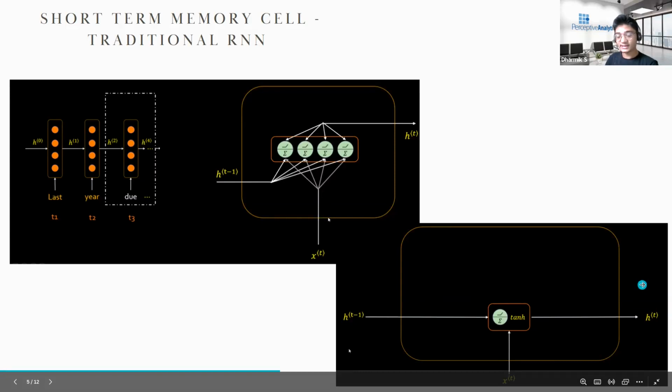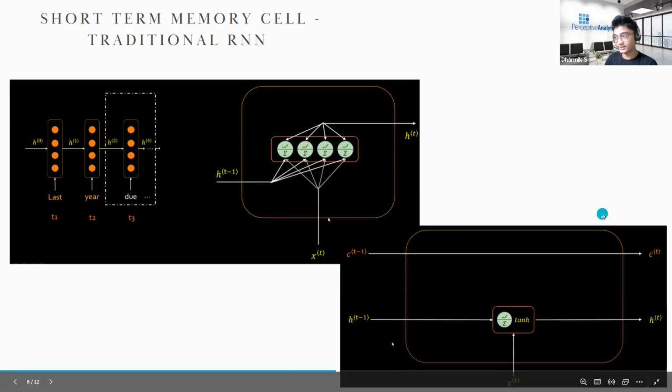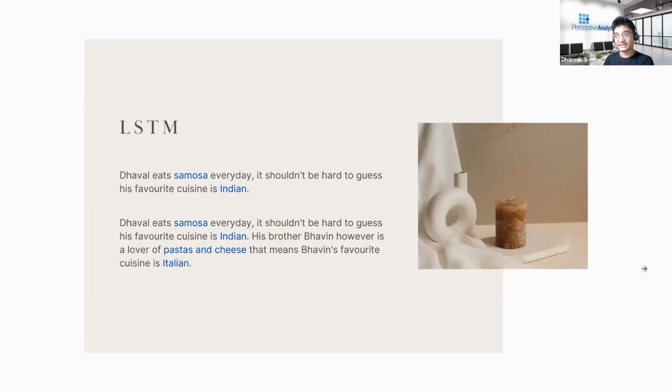But as we were discussing, we are planning to add one more state as well. So this is, no, sorry, the long-term memory state. This is the hidden state. We'll be adding one long-term memory state as well. So this C(t-1) would be the long-term memory. This would be the stuff that would be remembered by the model. So this is where the LSTM comes into play.